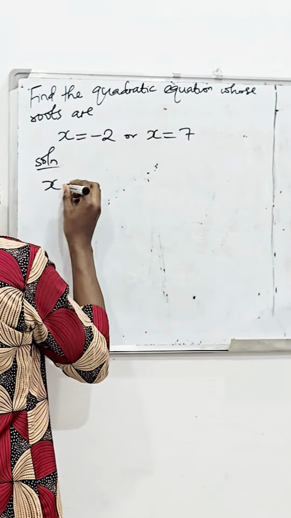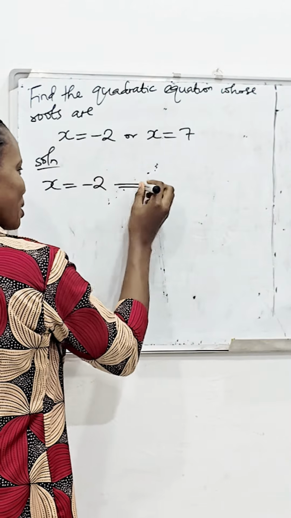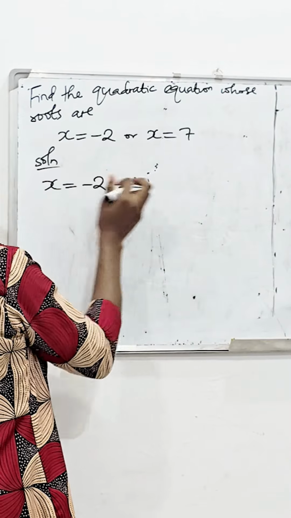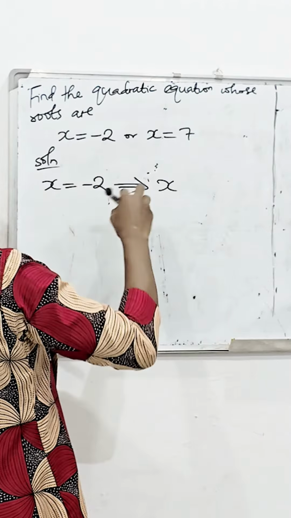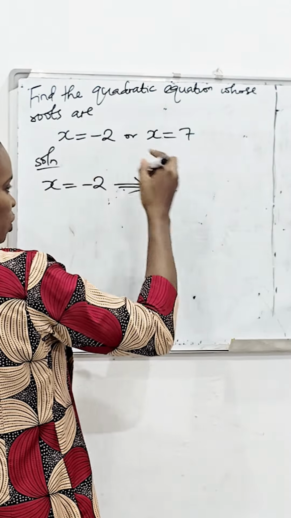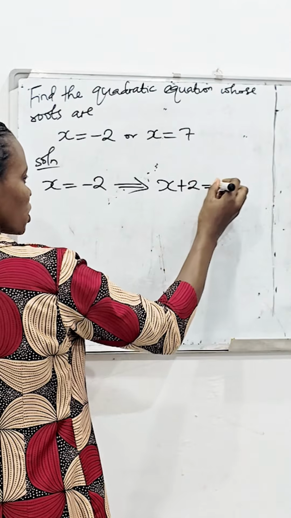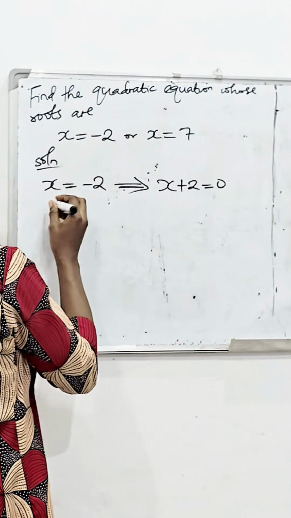x is equal to -2 implies that if I move this one here, I have x. If this moves to this side, the sign will change to positive, okay? The opposite of negative is positive, so it will be x + 2 is equal to 0. Alright, let's look at this.